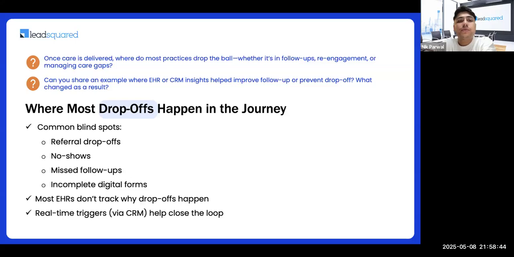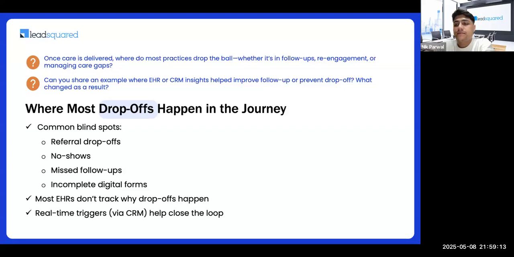Can you share an example, Wolf, where, now you guys use Lead Squared as your CRM, the insights that came out of there helped improve your follow-up or prevent drop-off? What changed as a result? What was the percentage change that you've seen? And how did that impact the overall operations at Healthy Young Minds?